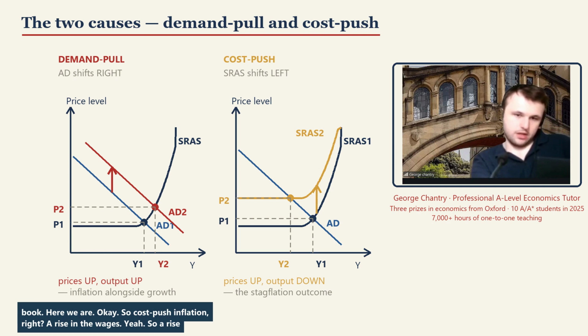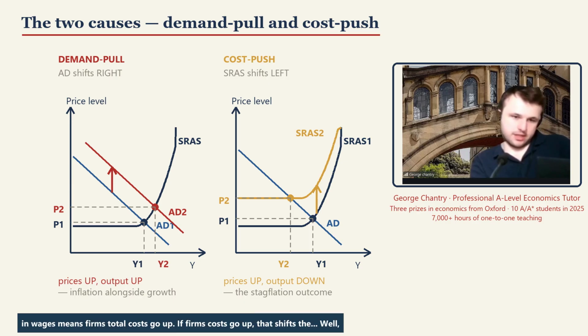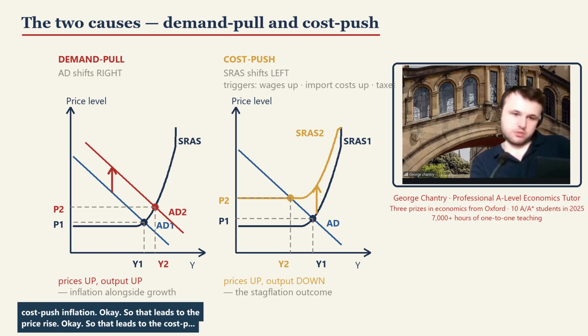Here we are. Okay, so cost push inflation, right? A rise in wages means firms' total costs go up. If firms' costs go up, that technically shifts the SRAS, but the textbook has it as AS, but that's fine. So that leads to the price rise. So that leads to cost push inflation, because the firm's costs went up.